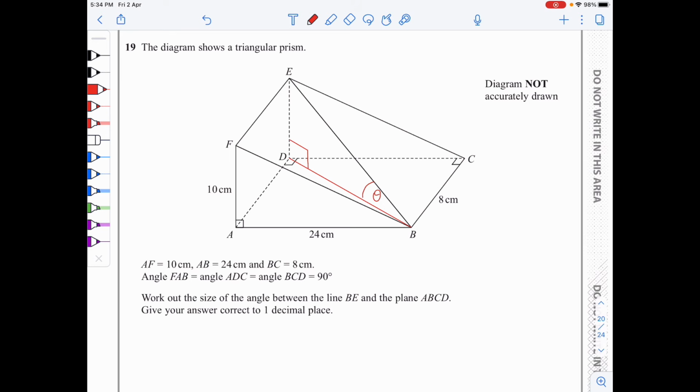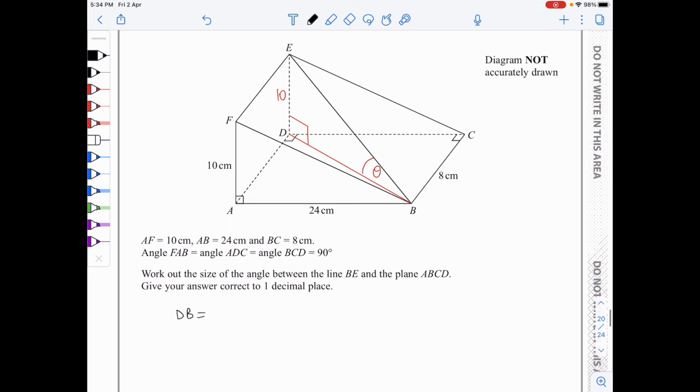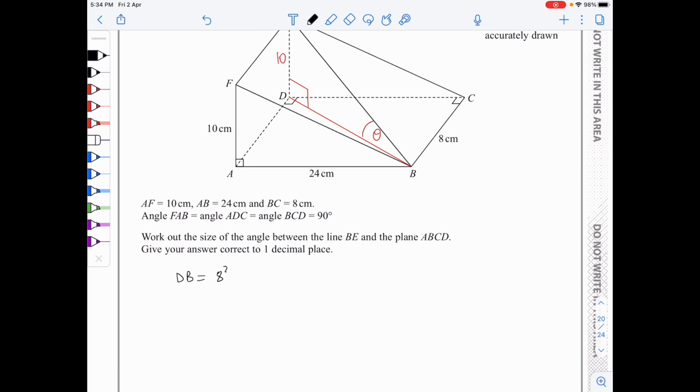Now, we already know that ED is simply going to be 10 centimeters. And now we also need to find DB, for which I can use Pythagoras theorem here. So to find DB, I'm just going to do the square root of 8 squared plus 24 squared. If we just plug this into the calculator, we're getting a result of 8 root 10. 8 root 10 is the length of DB.